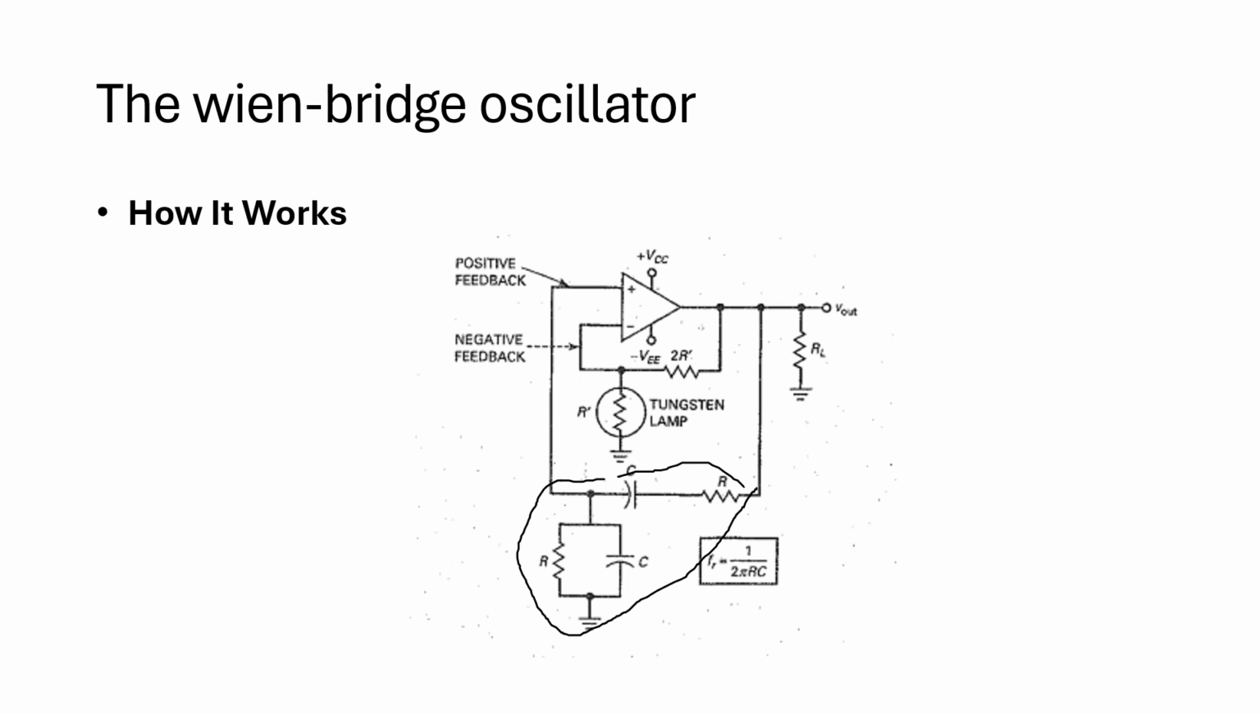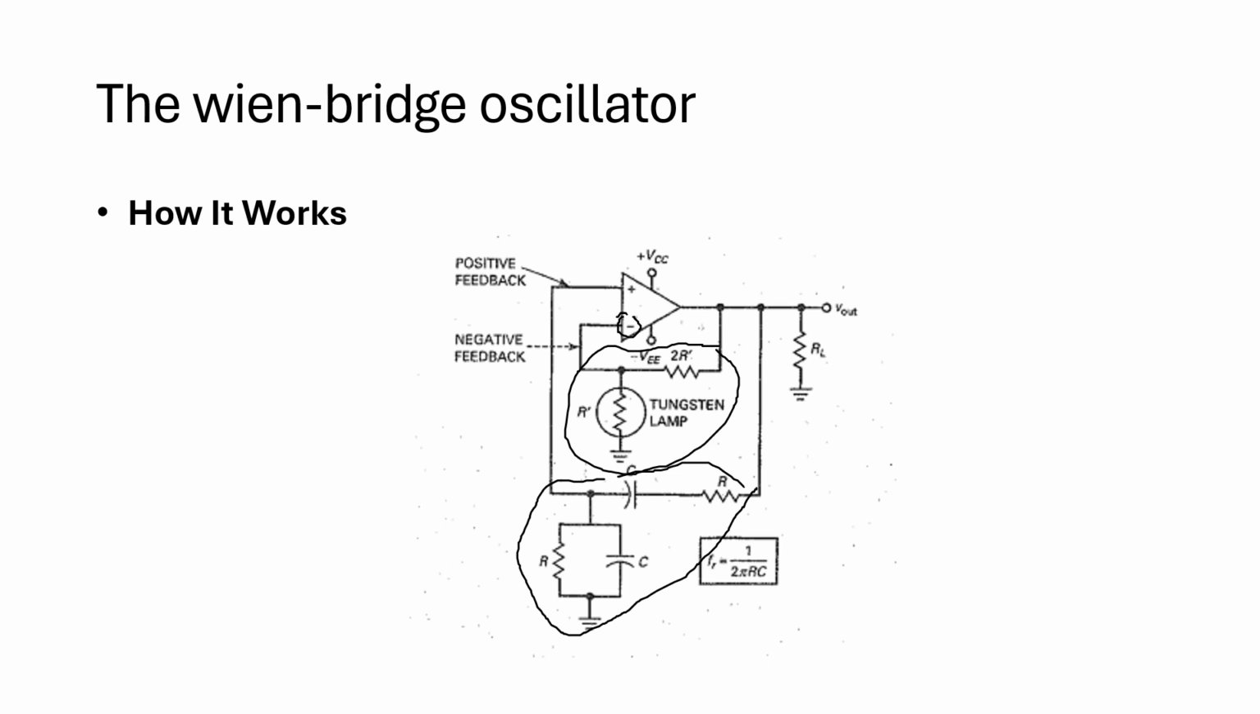And then we also have a negative feedback. Where is our negative feedback? The negative feedback is from the output, through the voltage divider, going to the inverting input. Since it goes through your inverting input, we call that your negative feedback.